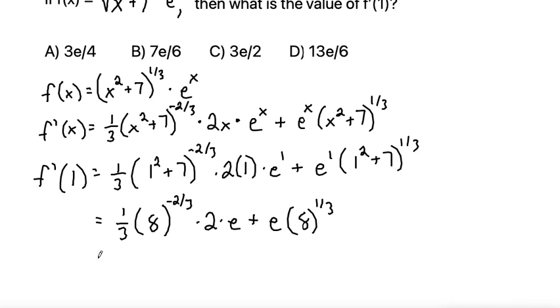All right, and continuing to simplify, if we have a negative exponent, we can put that in the denominator. So this makes, and we can multiply as well, the 1 times 2 times e makes 2e in the numerator over 3 on the bottom, and then we can put the 8 to the 2/3 also in the denominator. And then plus, here we have an e, and the power of 1/3 means a cube root. The cube root of 8 is 2. So that would be plus 2e.